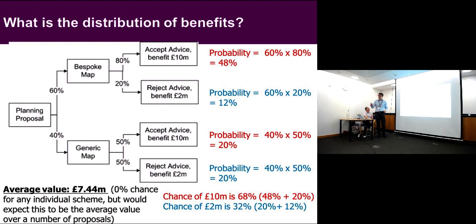If you did one scheme, you'd never get a benefit of 7.44 million. You'd either get 2 or 10. But if we did loads and loads of them, then on average you might expect to get 7.44. So it's kind of an expected value.